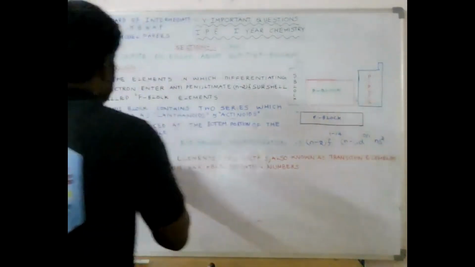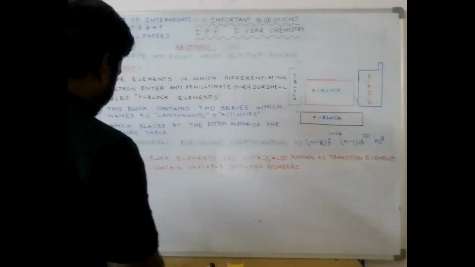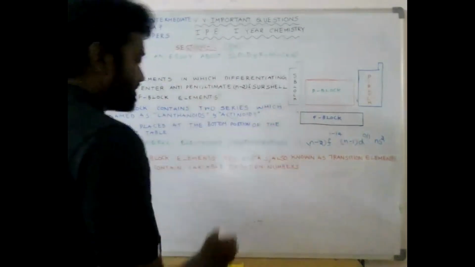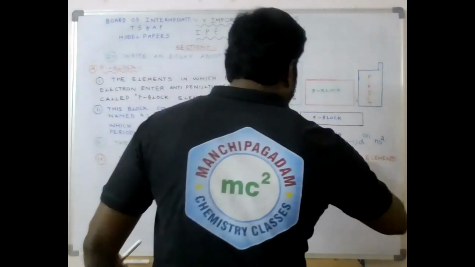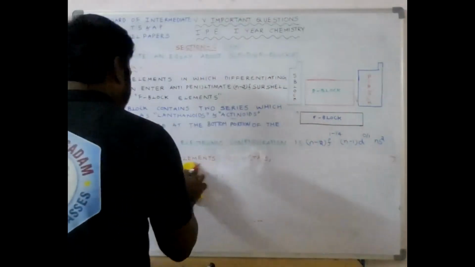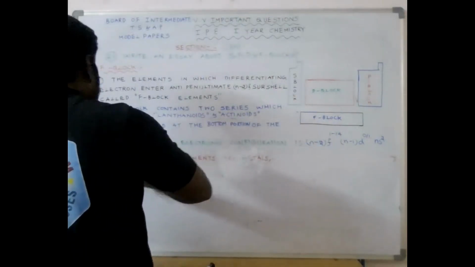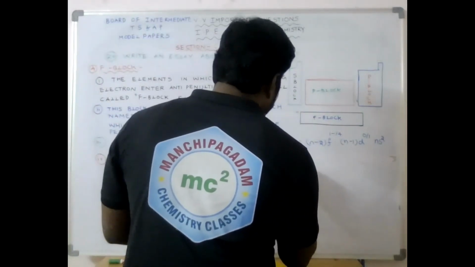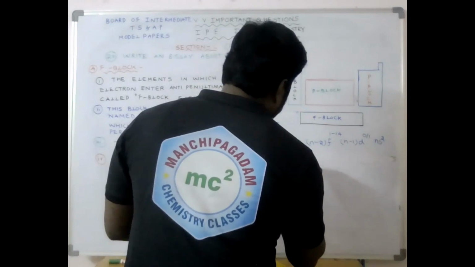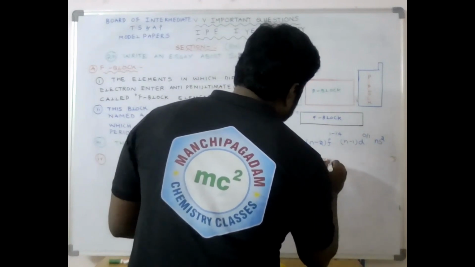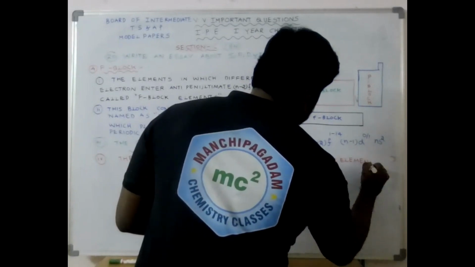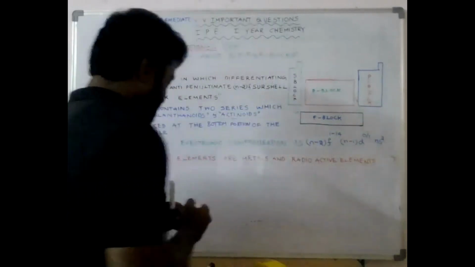And the f block elements are metals, and most of them are radioactive elements, man-made elements and radioactive elements. Metals and radioactive elements. Okay, that's about f block.